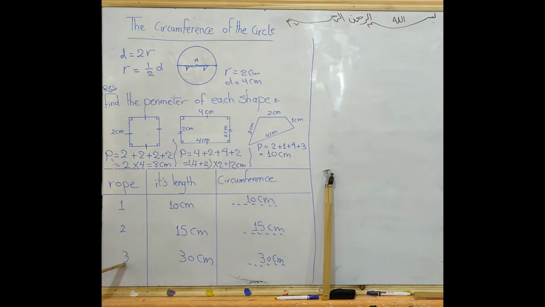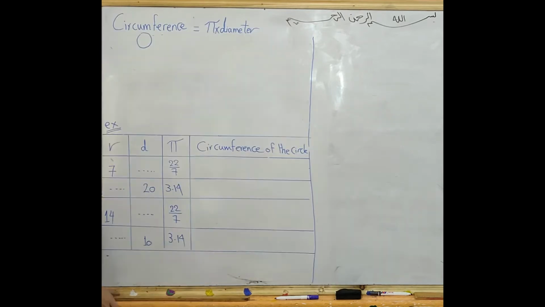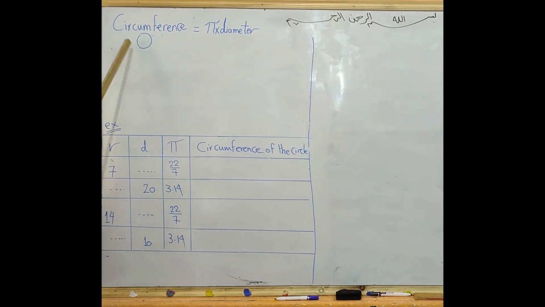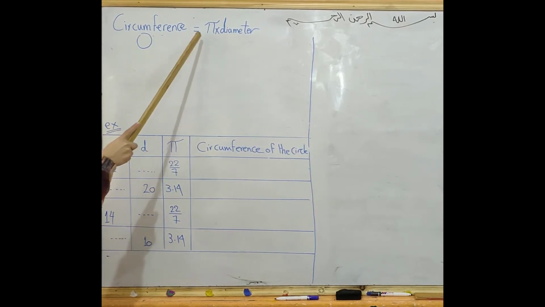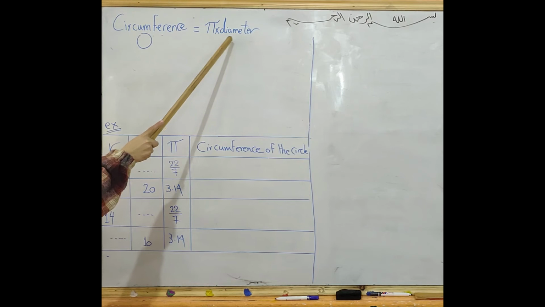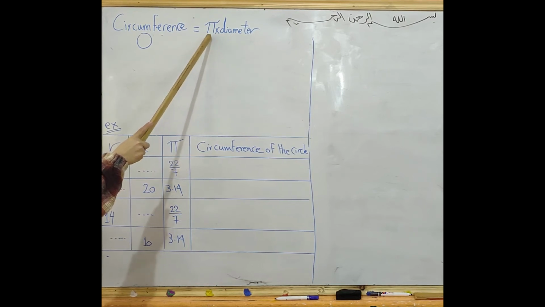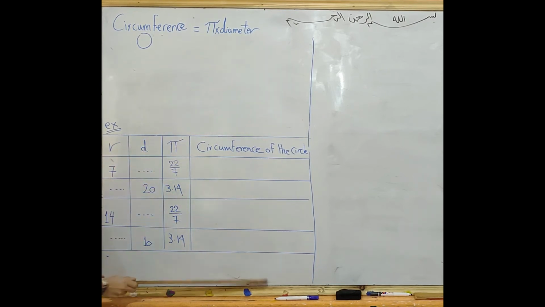The third rope, its length equal 30 centimeter, and we make a circle by this rope. Then this circumference equal 30 centimeter according to its length. Now we talk about how we find the circumference of any circle by using this formula. Circumference of the circle equal pi times diameter. Pi, this symbol, is pi times diameter.